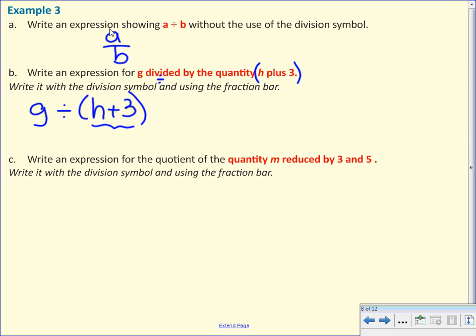Now that I wrote it with the symbols, how can I write it as a fraction? Because we were able to prove with the models that writing it with the division symbol is equivalent to writing it with a fraction. How would I write that? If I did A divided by B is A over B, how would I do G divided by H plus 3? G over H plus 3. That's it. We don't know the values of any of those variables, so we can't solve it. So we just leave it like that. Okay.